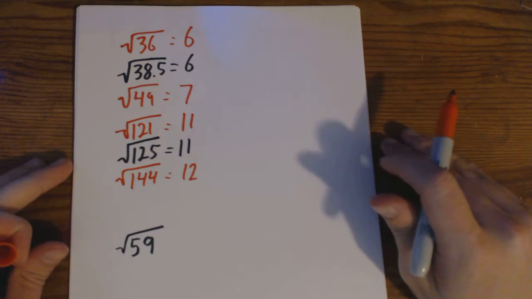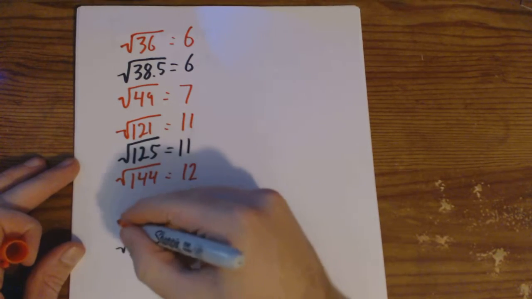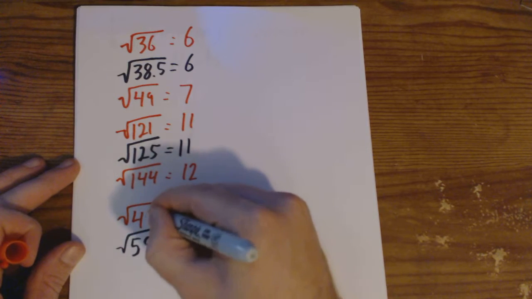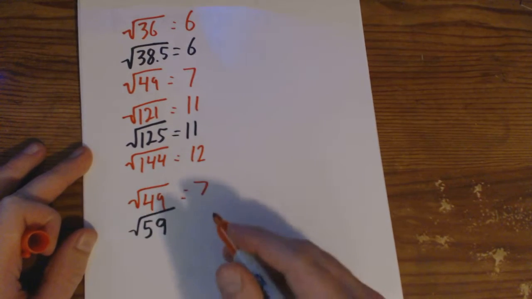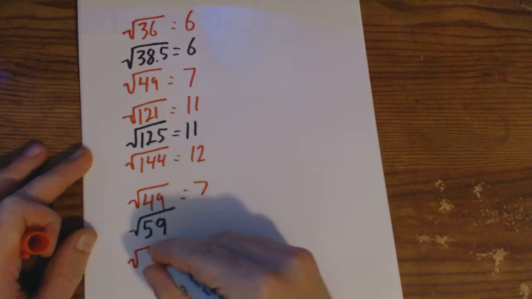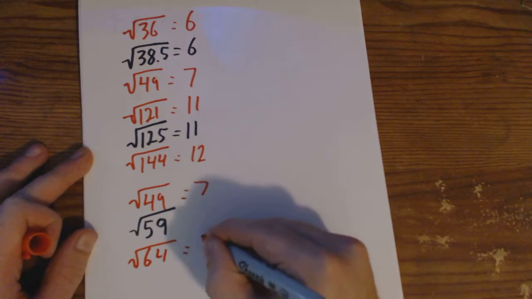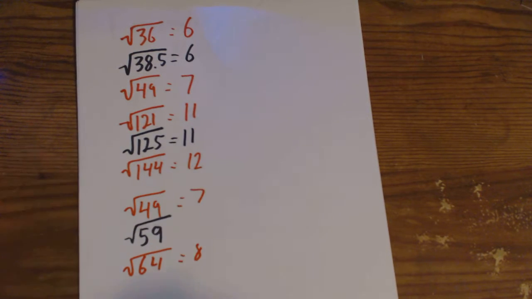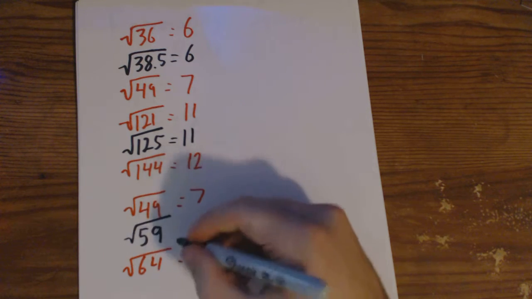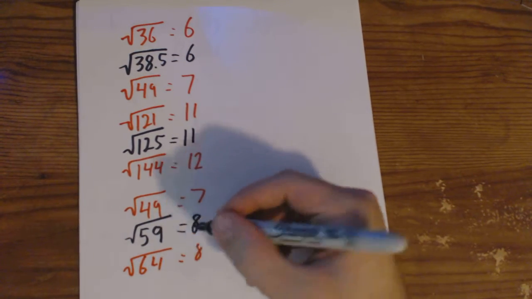59. Okay, well, let's start with 49. That's the one below. That would be 7. If we went up, the next one up would be 8 squared, which is 64. So 59 is 5 less than 64 and 10 more than 49. For this one, the answer is 8, rounded to the nearest whole number.